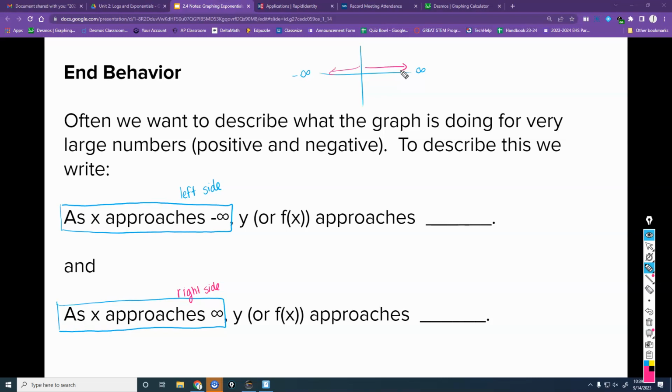And so as you go further on the right side, you're either going to see the graph go up forever, down forever, or even out at a number. Okay, so we're going to talk about that. We'll do some examples of those. Okay? All right.